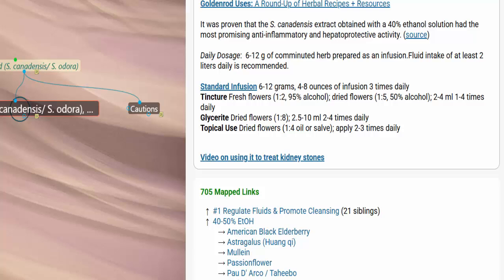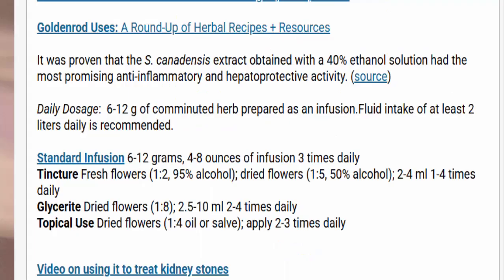That's quite a lot. I always recommend people start with very small amounts to test out their response. Some people react differently. Herbal medicine isn't one size fits all. What's good for one person may not be helpful at all to someone else. So start small and work your way up. As far as the standard infusion, 6 to 12 grams, 4 to 8 ounces of infusion 3 times daily.